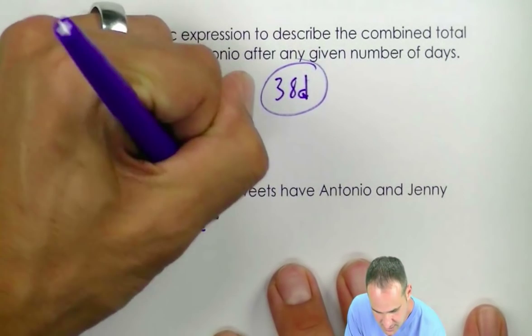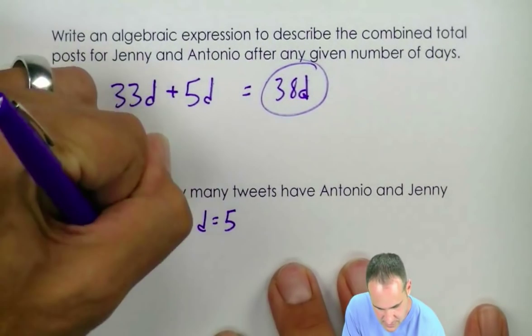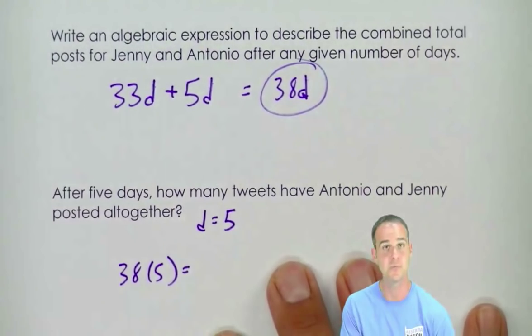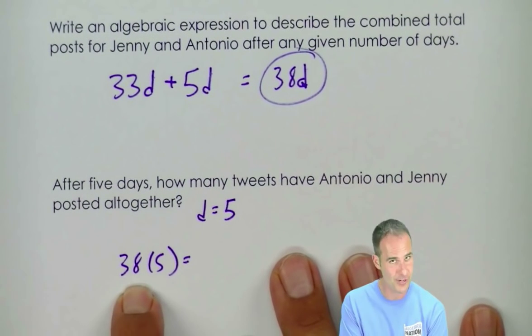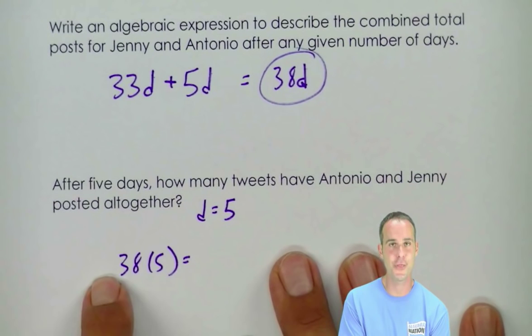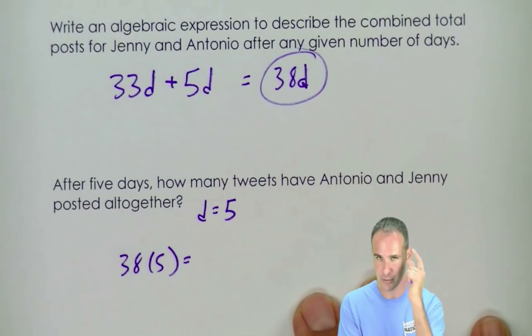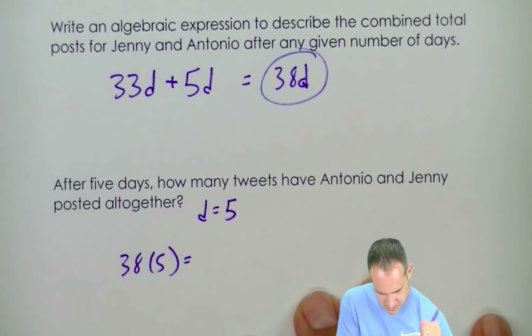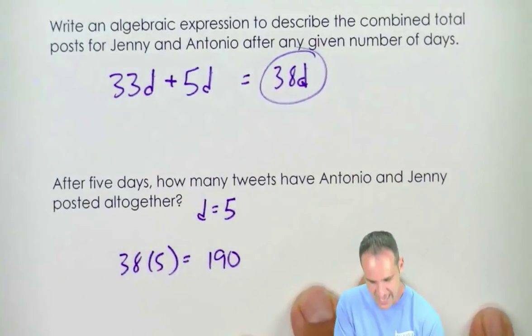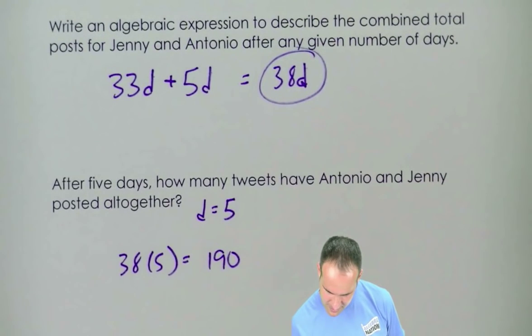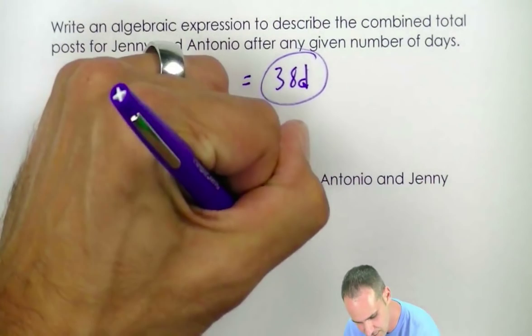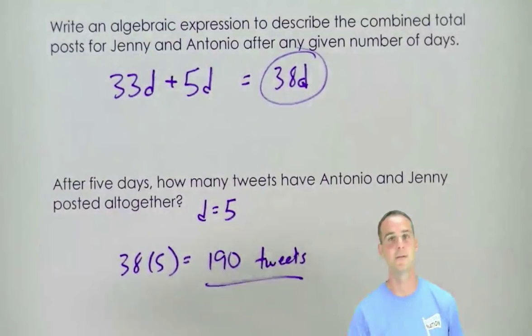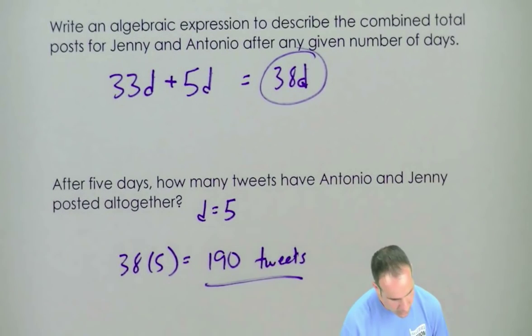So that means we're assigning D equals 5 in this case, so 38 times 5. You could use a calculator if you're able to, if you want to multiply this out. 5 times 8 is 40. 5 times 30 is 150. This is mental math here. 150 plus 40 is 190. And I'm going to double check. Awesome, so it's 190 tweets. So let's discuss more on the next page.